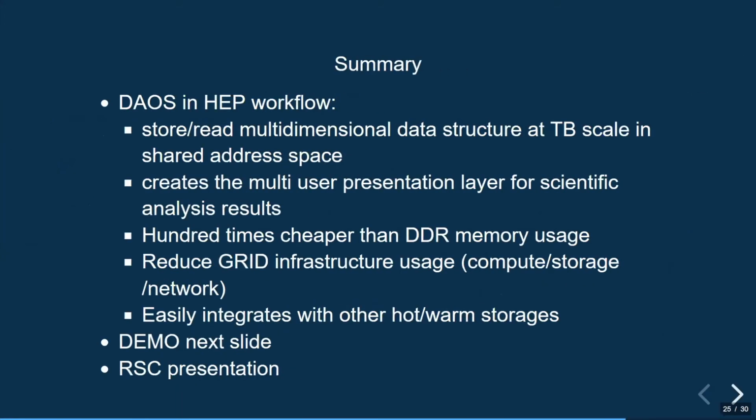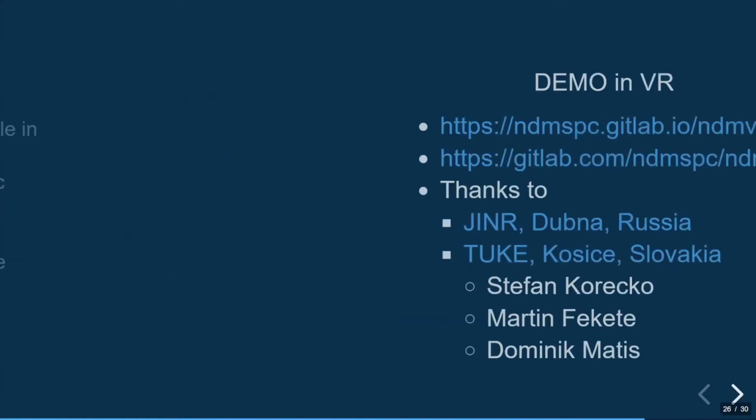So I would like to summarize that in high energy physics workflow, we can store and read multi-dimensional data structures at terabyte scale in shared address space, and create a multi-user presentation layer for scientific analysis results. It is 100 times cheaper than DDR, it will reduce the grid infrastructure usage, and it will also integrate with the colder storage. So here I would like to show you some demo with this 3D view, and later on Anton can have a presentation on RSC.